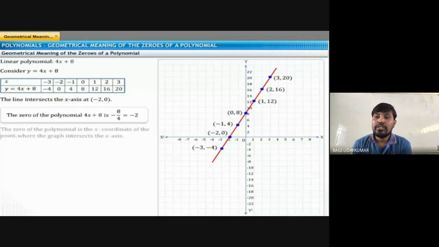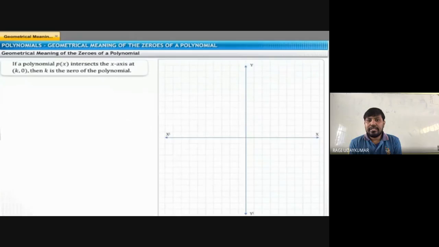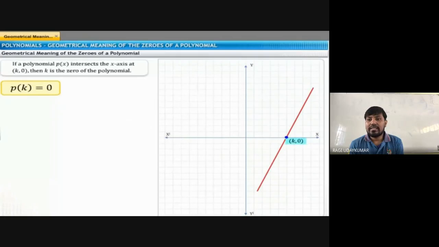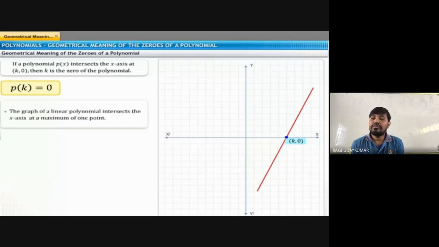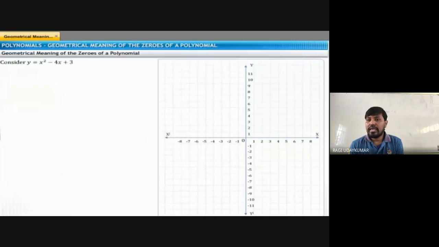So the 0 can be identified if a polynomial is given in graphical form, means geometrical representation. That means for a straight line or any curve you are considering, the point where it touches the x-axis is called the 0 of the polynomial. Suppose you take here, see, it is touching the x-axis at a point k. k is the 0 of this polynomial.